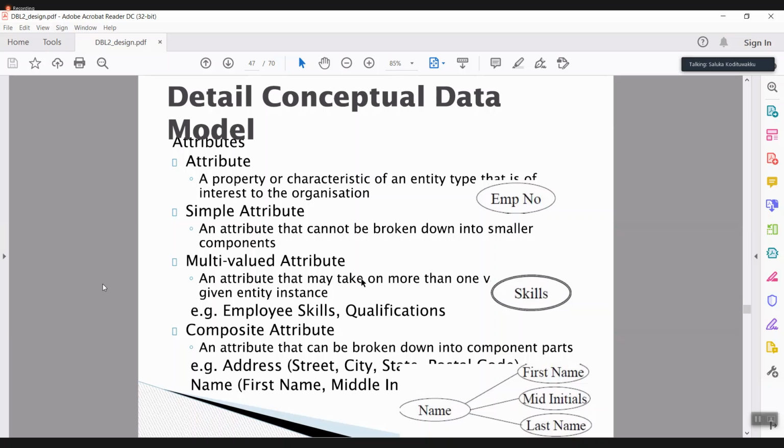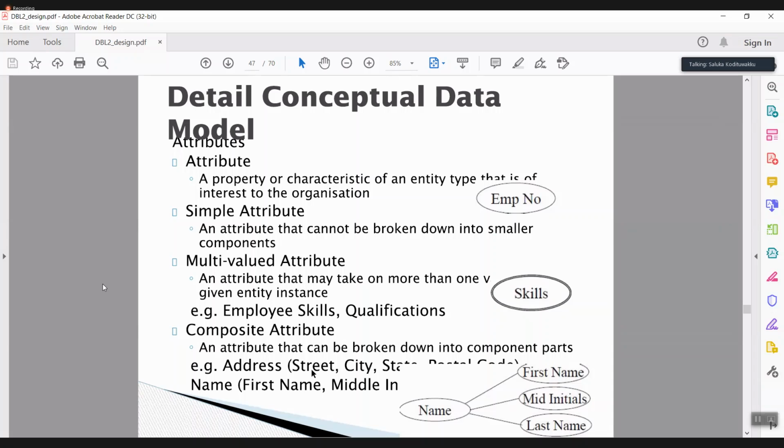If the database requirement is to have at least one email address or one phone number, then though it seems to be multi-value, we can model it as simple because what we need is one email or one phone number for contact purposes. But if the requirement says to store all the available contact details, then you have to model email as a multi-value, phone number as a multi-value, because that is a requirement of the application.